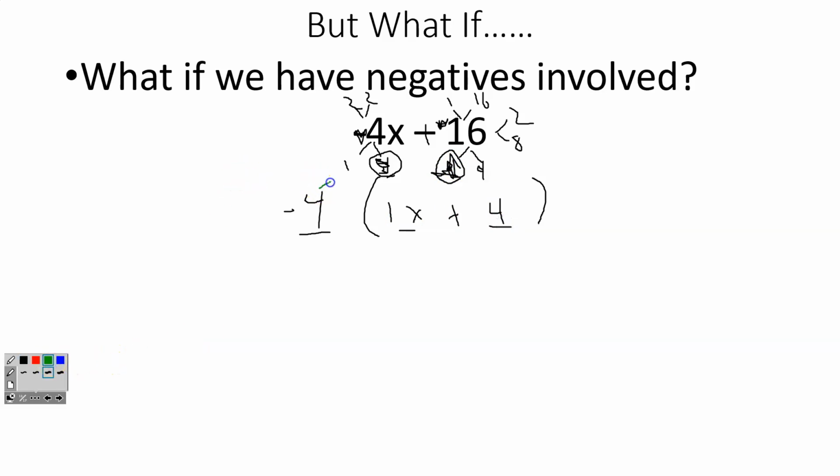And then check your work. Negative 4, woo, times a 1x would be a negative 4x. Rainbow! Negative 4 times a positive 4 would give me a negative 16, which is what we started with. So we're good.